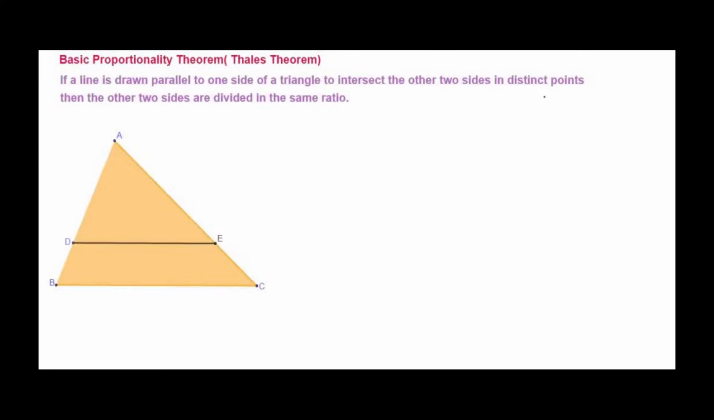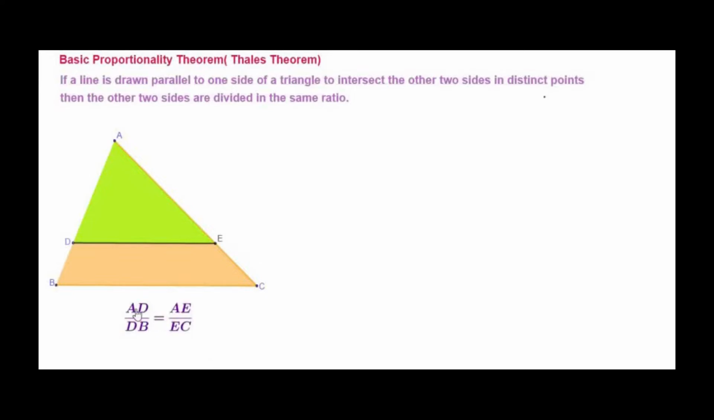This is the given part. Now we can observe one more triangle here, triangle ADE. Let us see what we are required to prove. We need to show that the other two sides are divided in the same ratio. The other two sides are AB and AC. This line segment divides them in the ratio AD by DB, AE by EC. We need to show that these two ratios are equal.